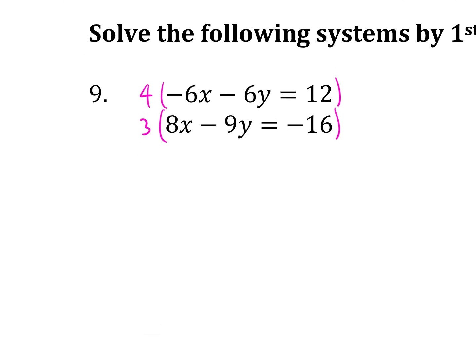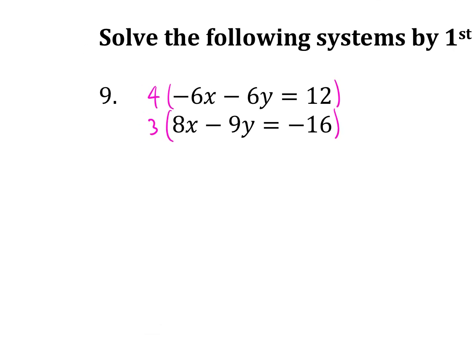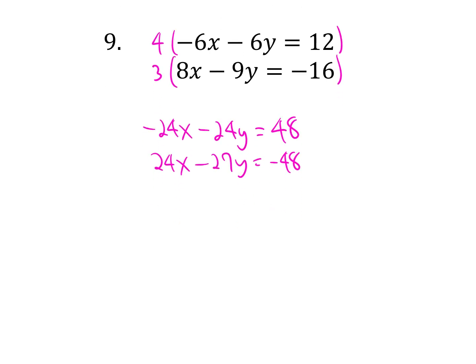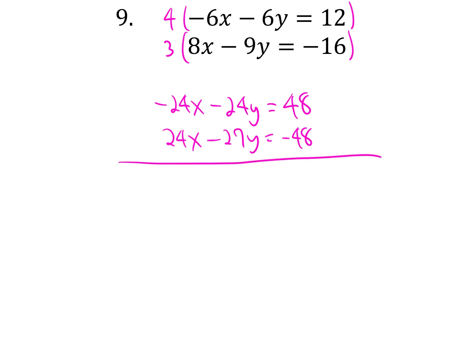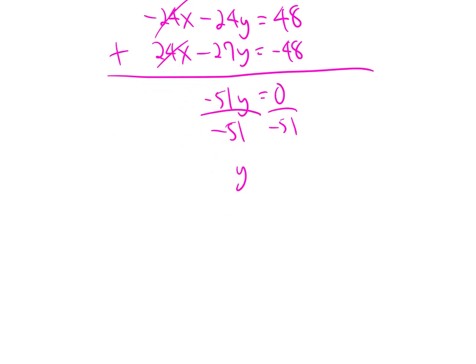Now it's the same thing here. We're going to multiply both top and bottom by this. So we get 4 times negative 6x is negative 24x, minus 24y equals 48. And the bottom is going to be 24x minus 27y equals negative 48. If you guys want to solve from here, feel free. We're going to add straight down. The x's are going to cancel. We get negative 51y equals 0. Divide by negative 51. So we get y equals 0.